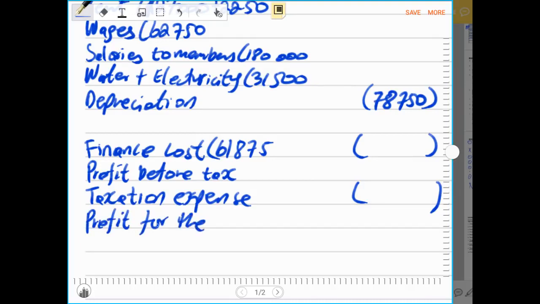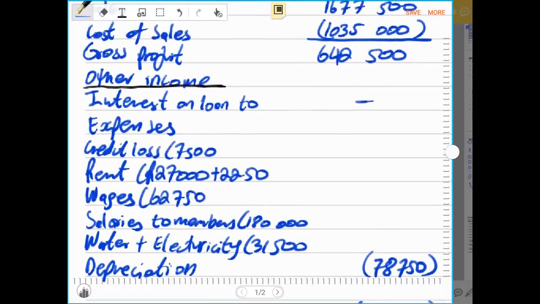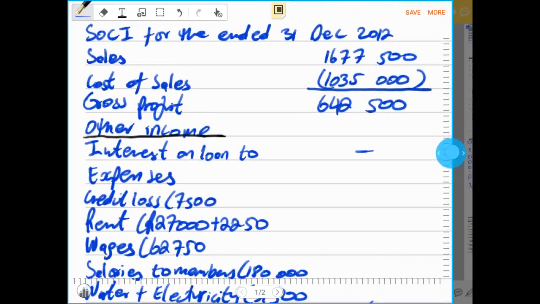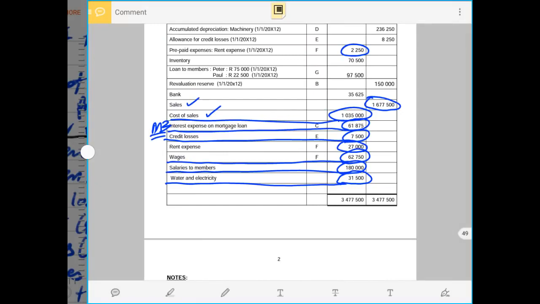Profit for the period. That will be the profit that will go to the statement of changes in equity under the retained earnings column. So now we have completed the structure of the income statement. Then we can go to all the adjustments that we have.